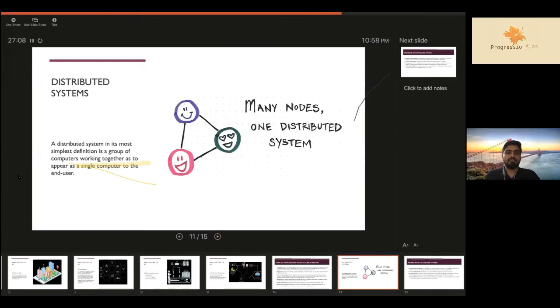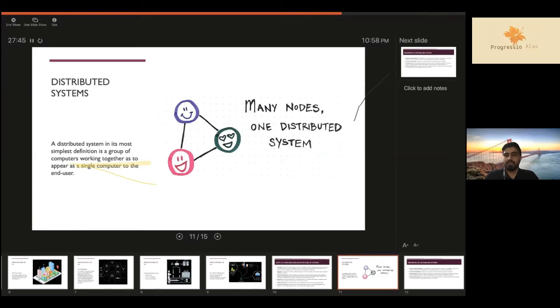Okay, let's talk about distributed systems. A distributed system in its simplest definition is a group of computers working together so as to appear as a single computer to the end user. What this essentially means is that you can have a system, like in the picture here, with three or more computers or servers working together, but for an IoT device, these would be one entity.